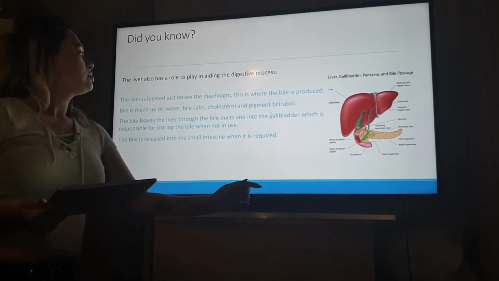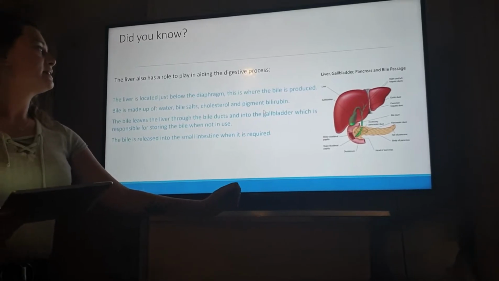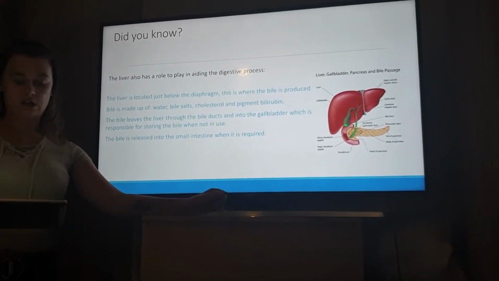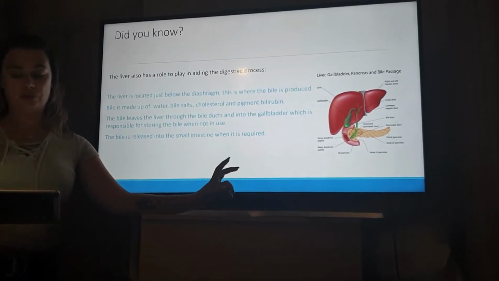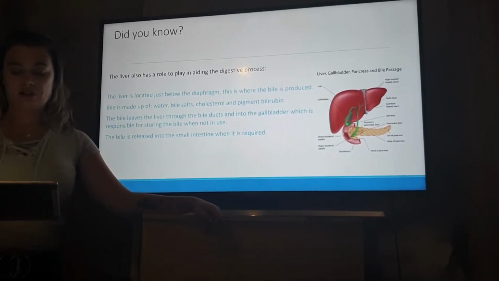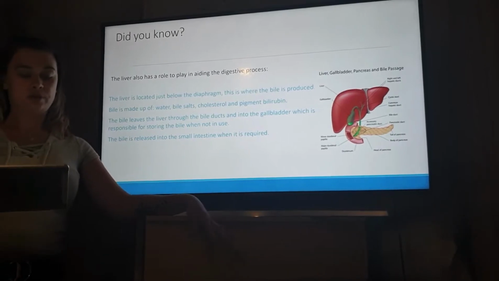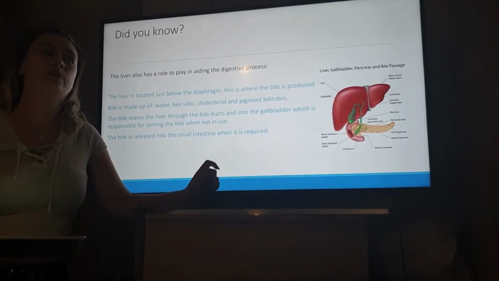The liver also has a role to play in aiding the digestive process. So it's located just below the diaphragm where the bile is produced, and the bile is made up of water, bile salts, cholesterol and pigment bilirubin. It leaves the liver through the bile ducts and into the gallbladder, which is where the bile is stored when not being used, and is then released into the small intestine when it's needed.